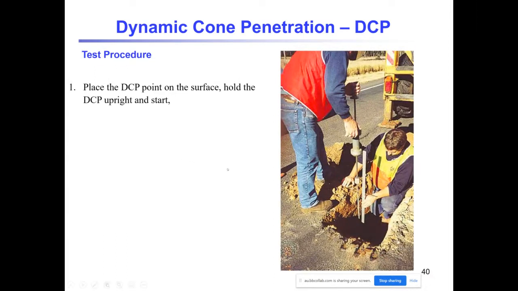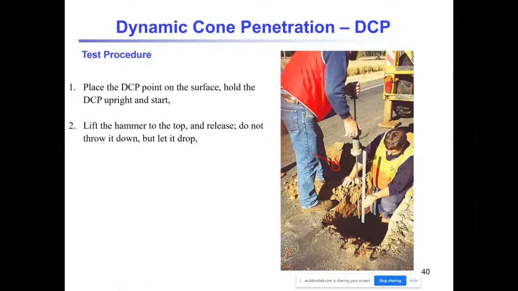So here is the test procedure, and here you can see the equipment. They are doing the test in the field. So place the DCP point on the surface, hold the DCP upright and start. Just lift the hammer to the top and release it. So this is a dynamic test. The amount of energy that you're applying is important. So you shouldn't throw this hammer. Otherwise, you apply more energy to the system, so the results won't be reliable. Therefore, do not throw the hammer down, but let it drop.